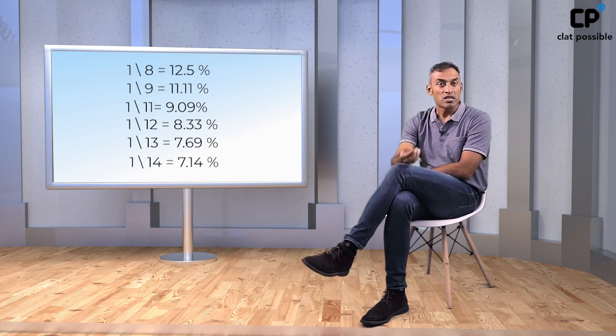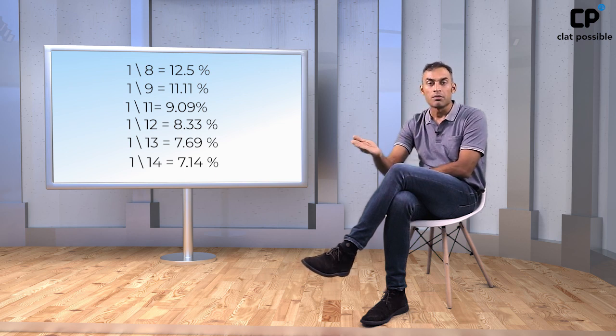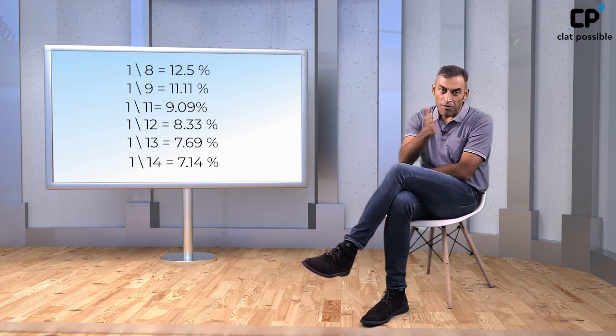1 by 14 is 7.14%. You will see this with all the ratios of 1 by 14, that the digit after the decimal is double the digit before the decimal.